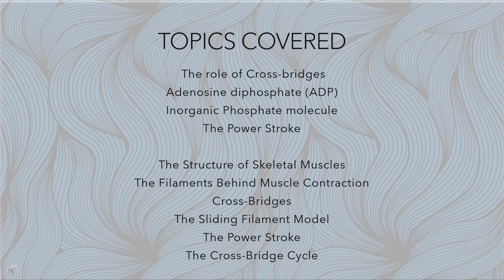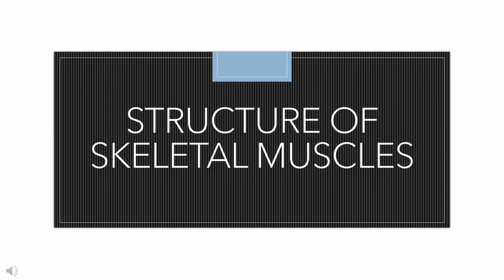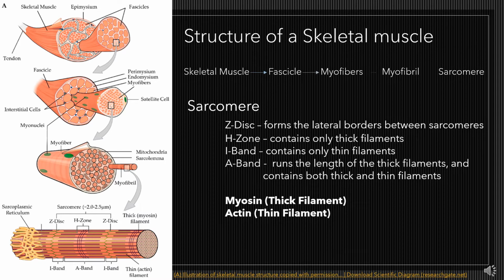We will first talk about the structure of skeletal muscles. On the following slide, we will be discussing the structure of skeletal muscles and what makes up a sarcomere. The structure of a skeletal muscle. We will be looking first to the left of the slide where the diagram of the skeletal muscle is located.